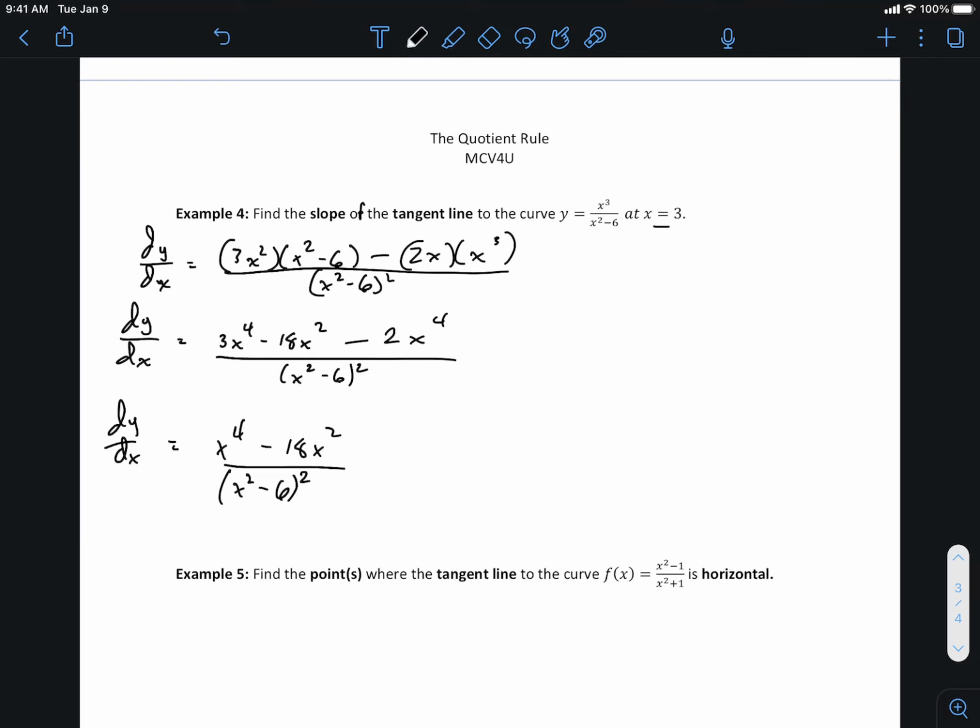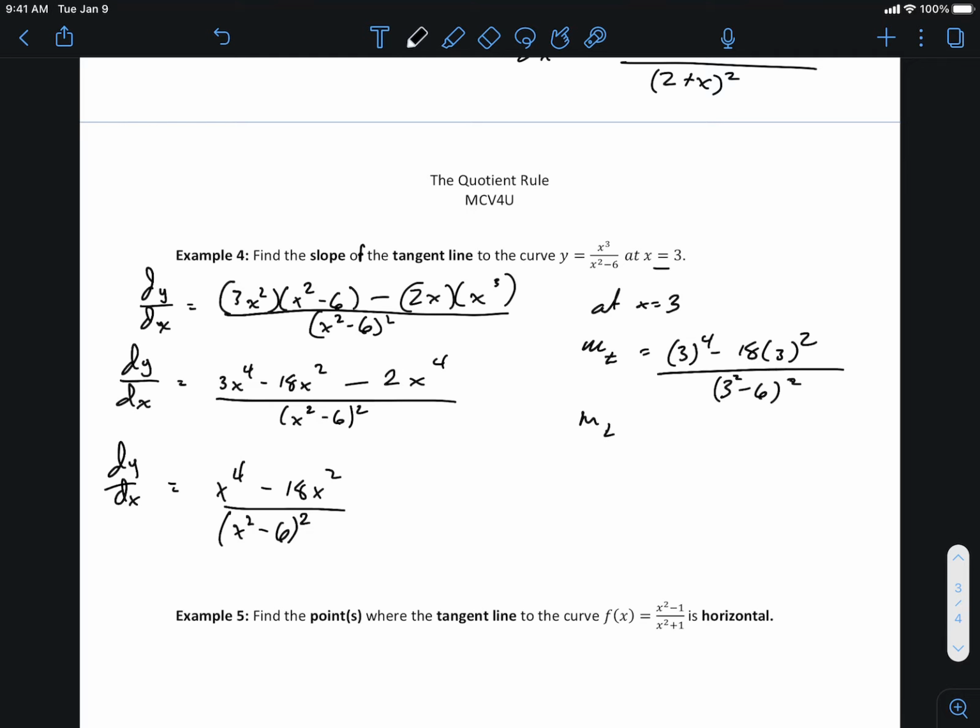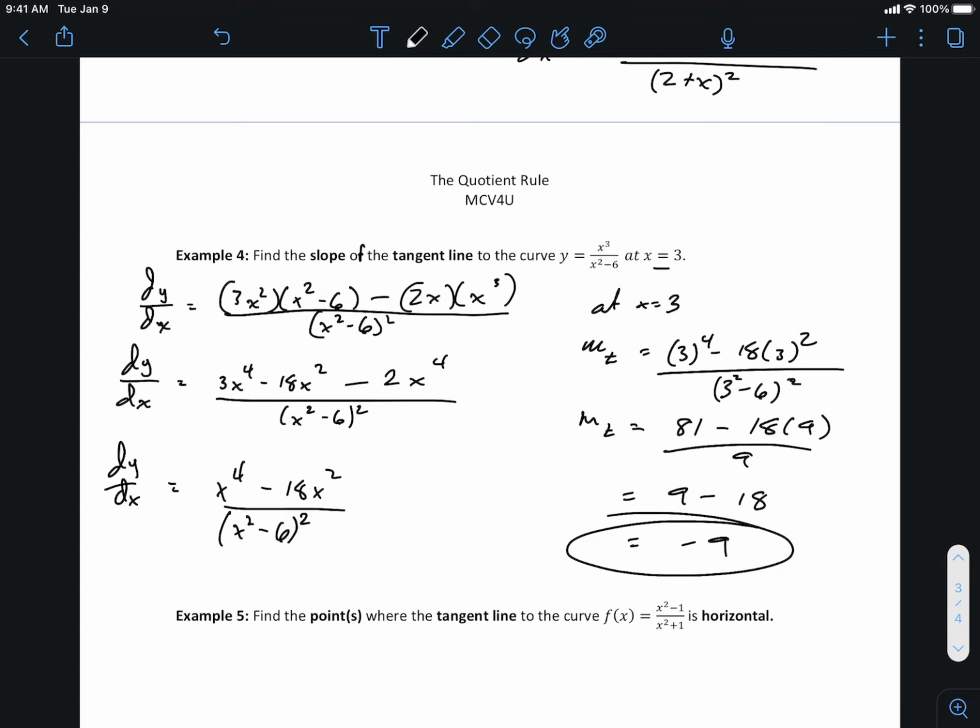If we were interested in specifically x equals 3, we would take that value and plug it into there to find what the slope value is, right? So at x equals 3, the slope of the tangent would be equal to 3 to the power of 4 minus 18 times 3 squared, divided by 3 squared minus 6, squared, which would be 9 minus 6. We get 81 minus 18 times 9 over 9. So the slope there is going to be negative 9 when x equals 3, right?